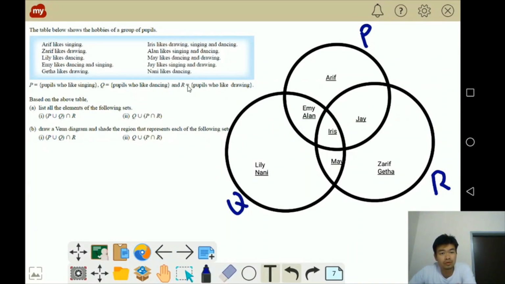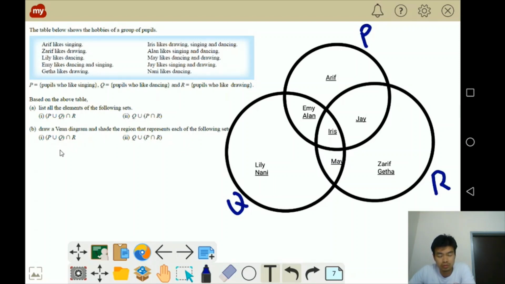Okay, we fill in all the names already. Double check whether all the names have been filled in. I am supposed to have filled 10 names, right? 1, 2, 3, 4, 5, 6, 7, 8, 9, 10. Good. Now all the 10 names are filled in already. Now our job is to shade, right? So again, same rules. Do what is in the bracket first, P union Q.